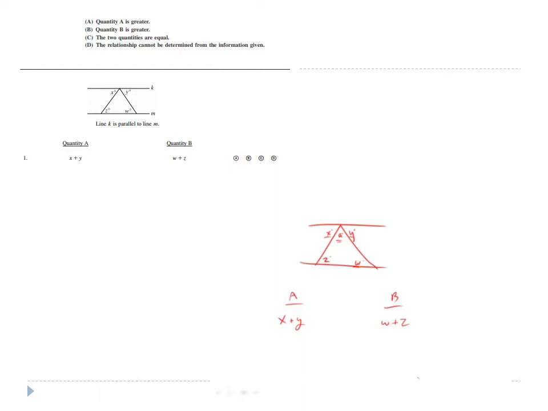Which one's bigger? Column A, column B, X plus Y, and W plus Z. So what we notice here is if we call this angle A degrees, X plus A plus Y is equal to 180. Z plus W plus A is also equal to 180.